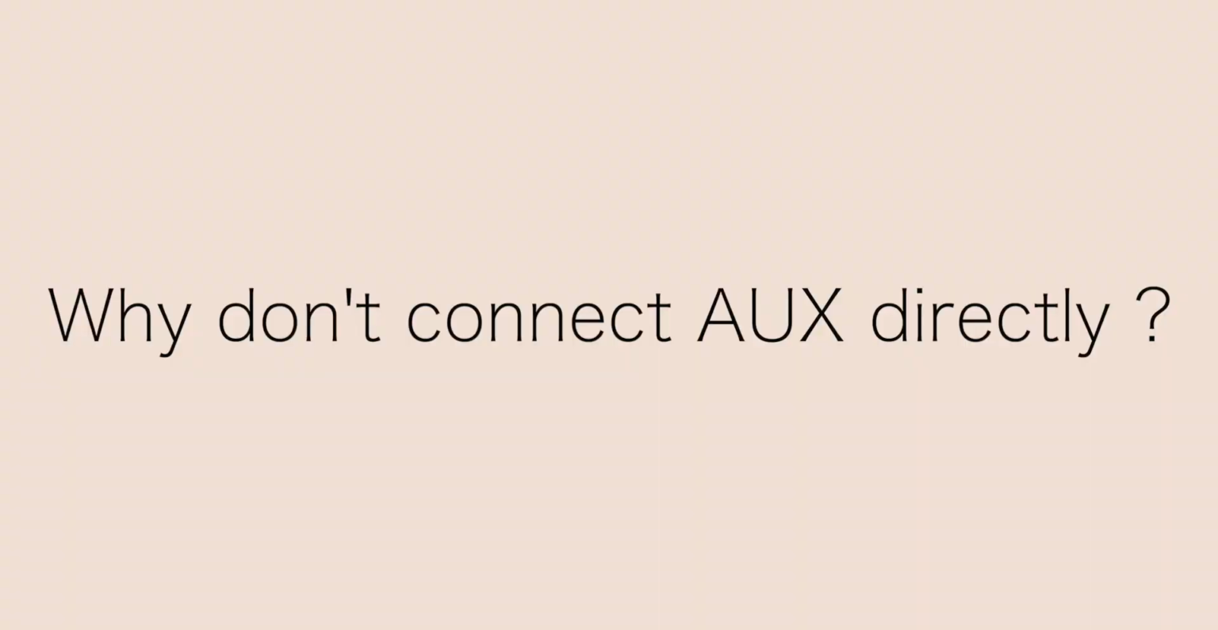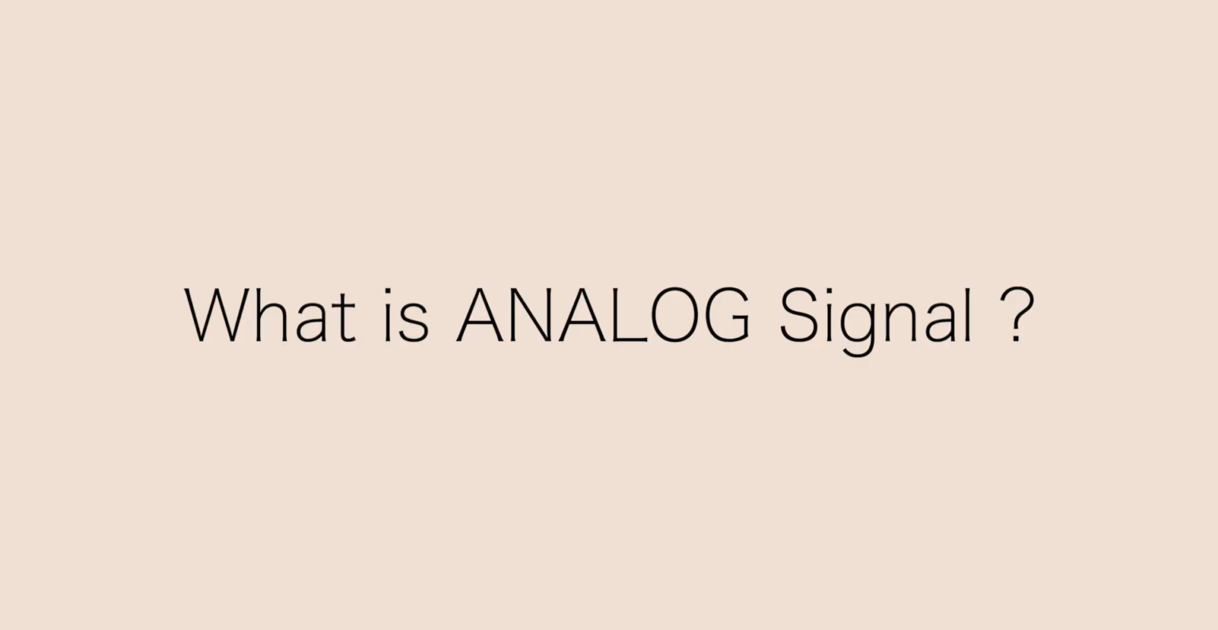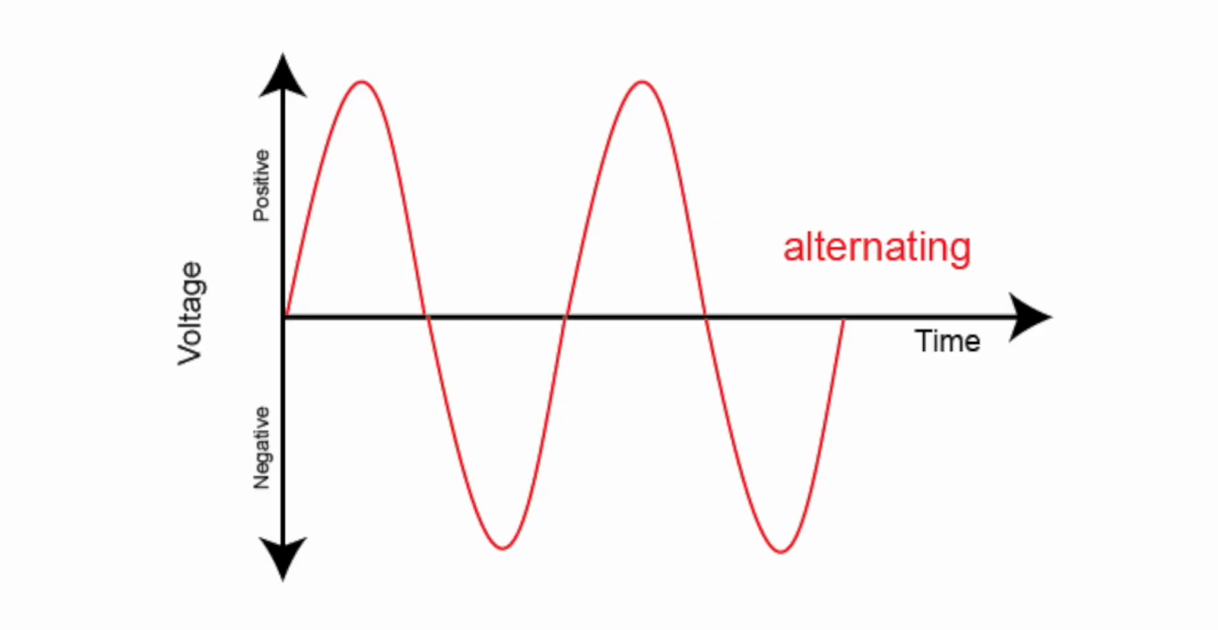So the first question that obviously arises in everyone's mind is why you can't connect the aux cable directly into the Arduino. To answer this question, you first need to understand what an analog signal is. An analog signal is nothing but a continuous signal. Here's the graph of the analog signal. A digital signal has only 0 and 1, but an analog signal is, as I said, a continuous signal. It can have any number present on the number line. Also, it can have negative numbers.